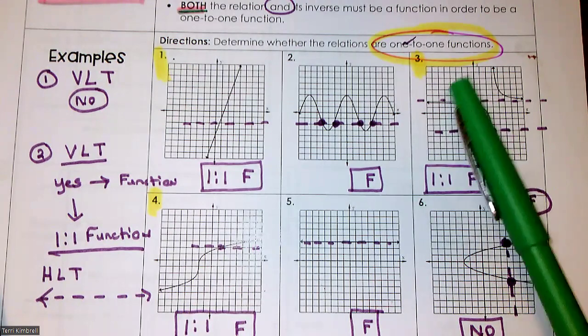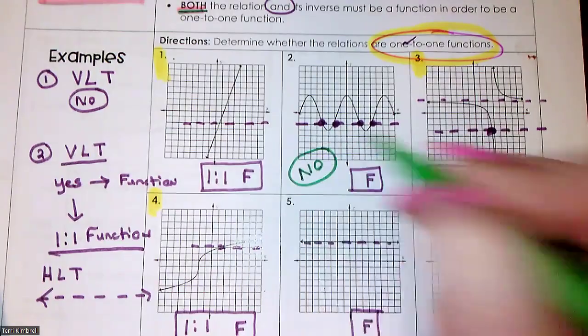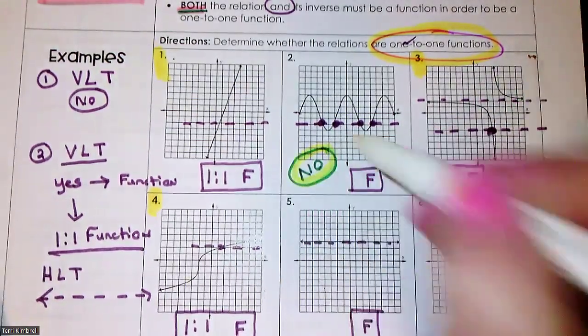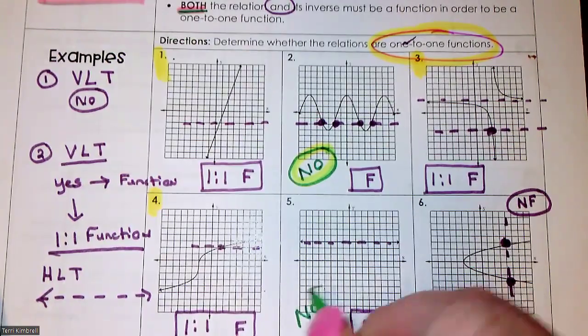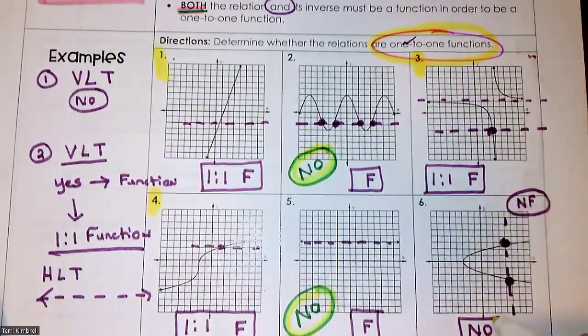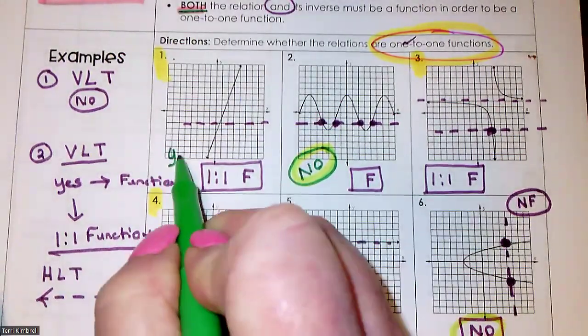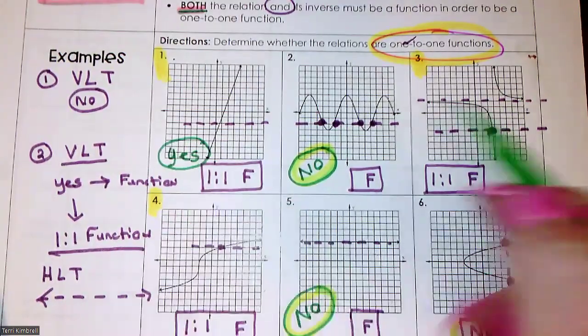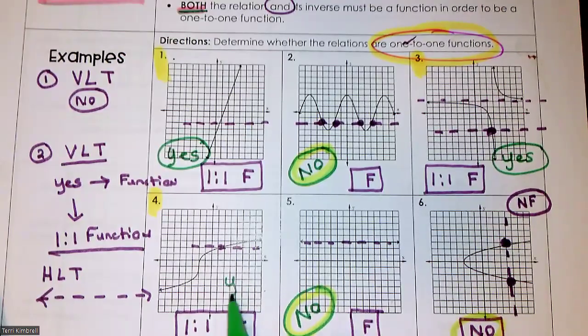So it can be a function, but not 1-to-1. So this would be a no for that one if you were answering that question. This one would also be a no. And this, of course, was a no. Okay, so the only ones that were 1-to-1 is number 1, number 3, and number 4.